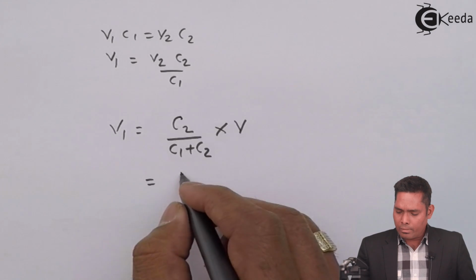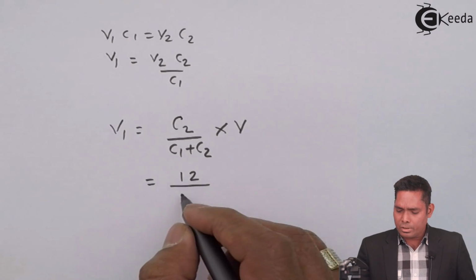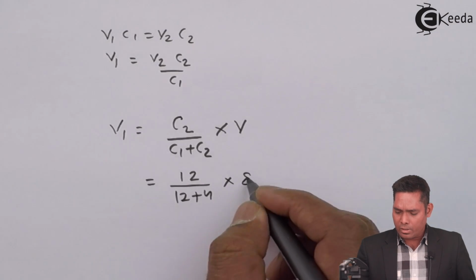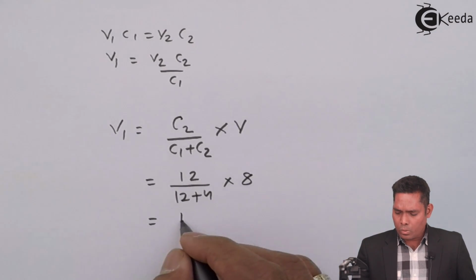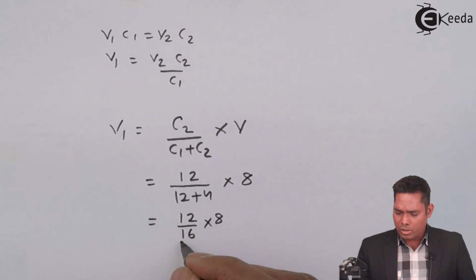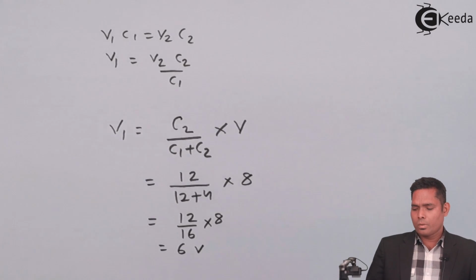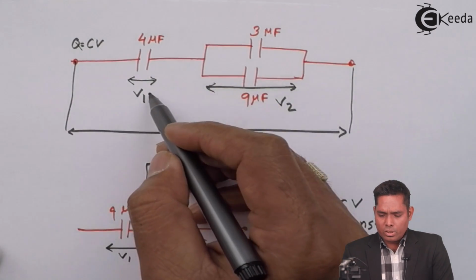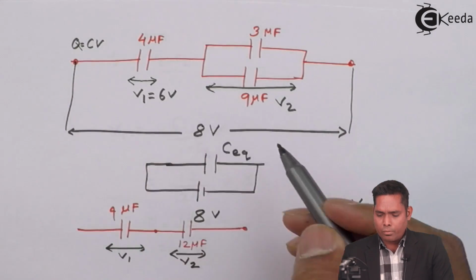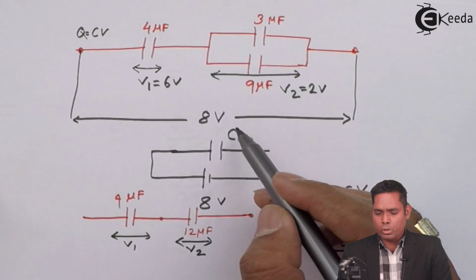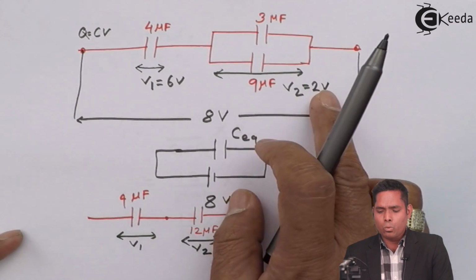C2 is 12 divided by C1 plus C2, that is 12 plus 4, and V is 8. So this comes out to be 12 divided by 16 into 8. 2 sixes are 12, so 6 volt. 6 volt will be dropped here. So out of 8, if this is 6 volt, this will be 2 volt. This has to be distributed, so this has to be 2 volt.